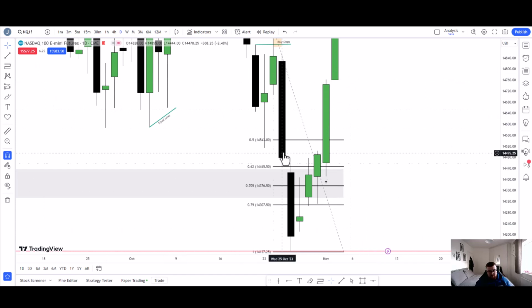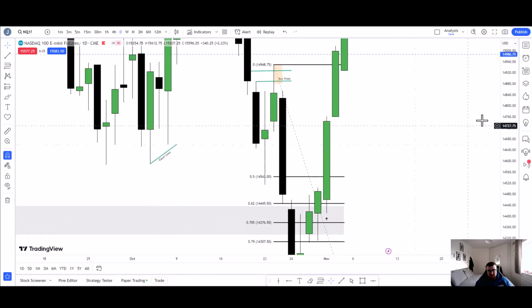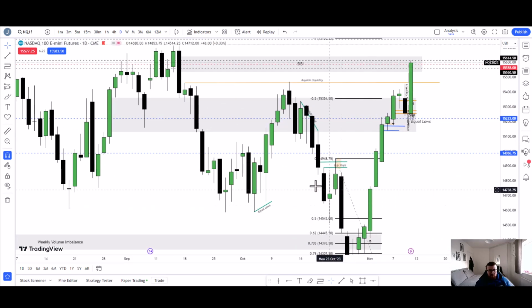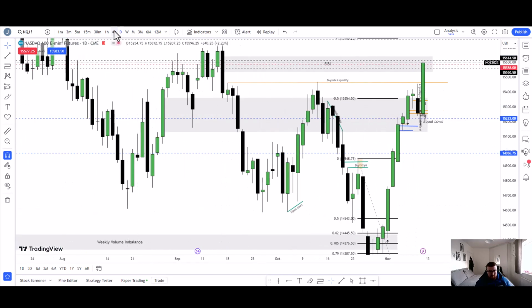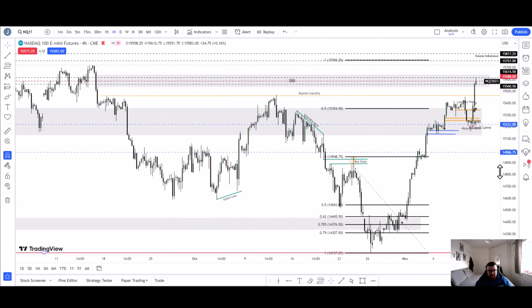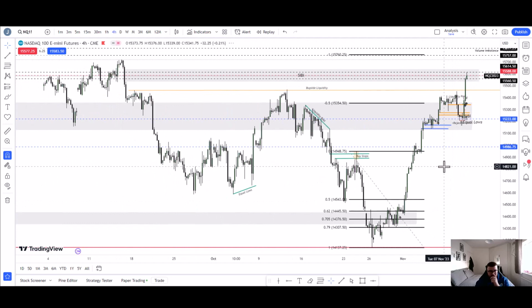Now you can see another little volume imbalance here. So when price was trading in that area there, that was still open, so the market is obviously looking to seek above that. So I'm going to break this down now into a 4-hour chart. As you can see, it's becoming a lot cleaner here now.